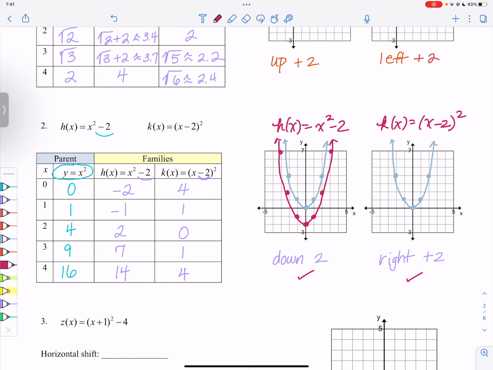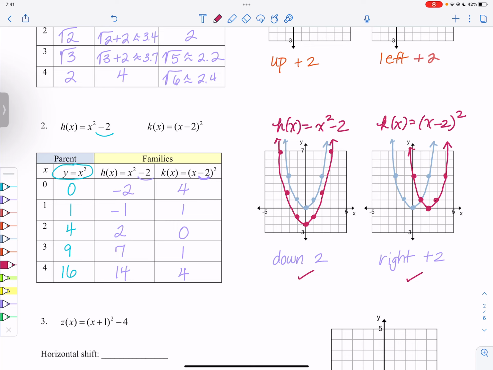0, 4. 1, 1. 2, 0. 3, 1. And 4, 4. So this one is really obvious how it was shifted to the right 2.